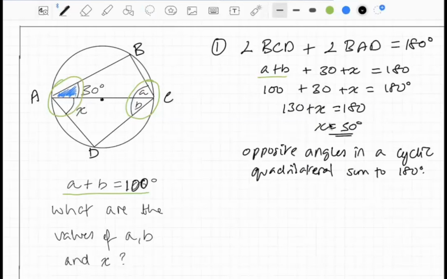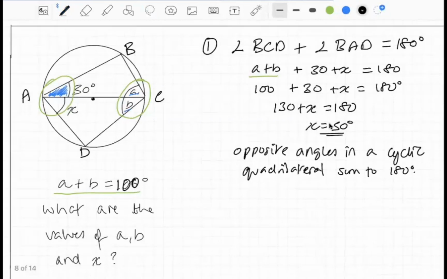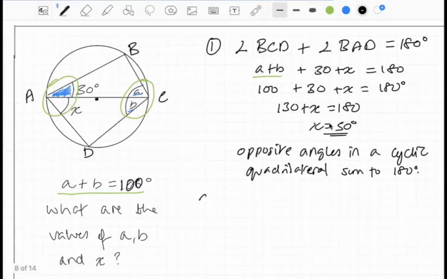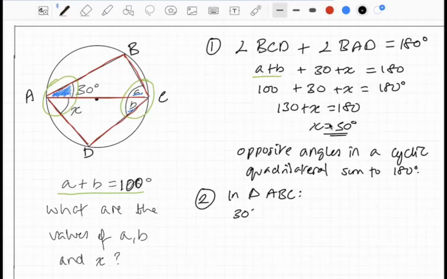Perfect. So now how are we going to work out what A and B are individually? We know they sum to 180, but what are their actual individual values? Well, to do this, we need to know that the angles in a triangle sum to 180. Let's break them up into their individual triangles. So we have triangle ABC here, and we have triangle ADC here. So in triangle ABC, all three angles will add to 180, right?